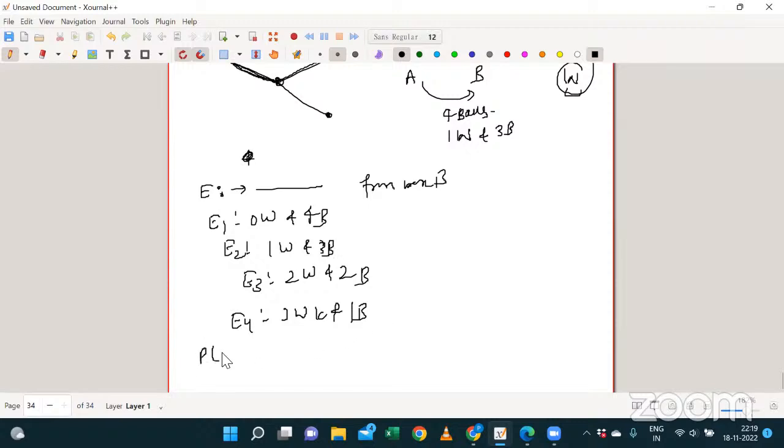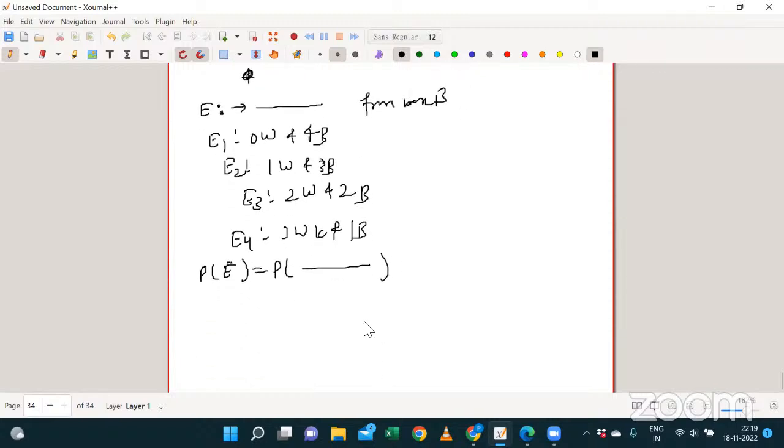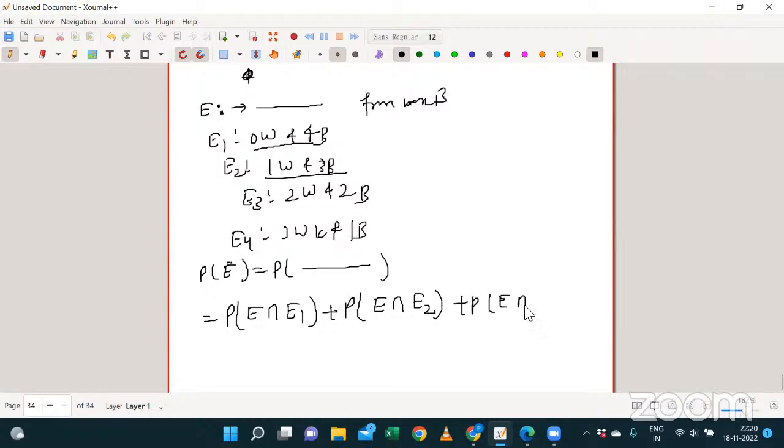So what is the probability? Probability of E means what? Probability of drawing a white ball from B. Correct. So how can we draw? We can draw a white ball from urn B when in this case I have transferred 0 white and 4 black, plus in this case E2, plus I have chosen a white ball and I have transferred this thing. Okay, you can think of it like that.